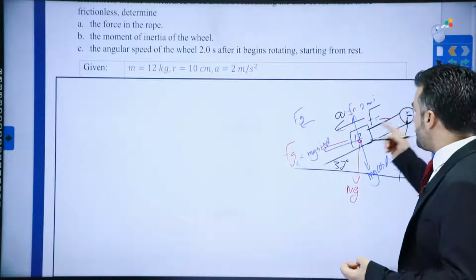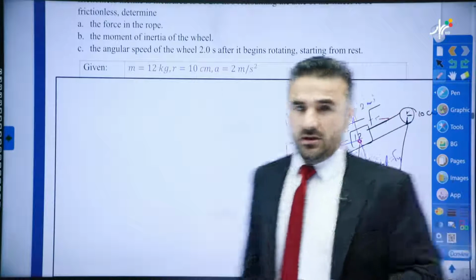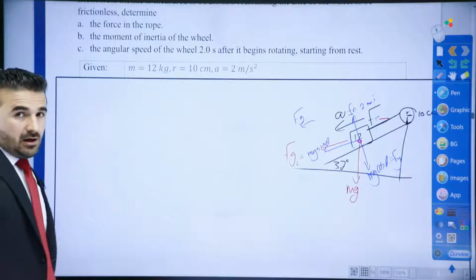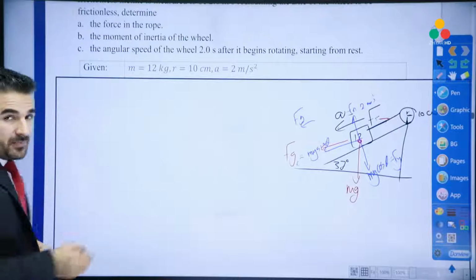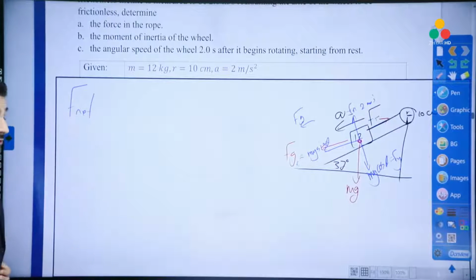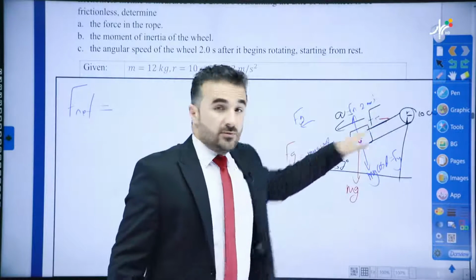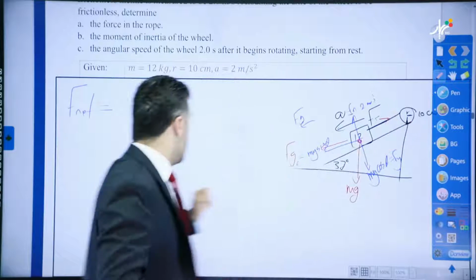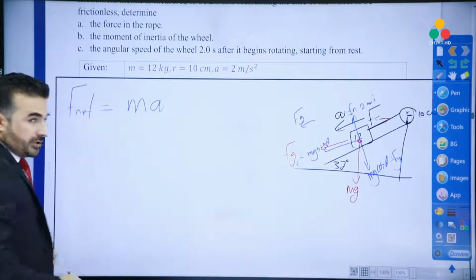The resultant of these two, or you can say the effect of these two, gives this box an acceleration of 2 meters per second squared. Based on Newton's second law of motion, we have F net, for translational motion. Why translational motion? Because the object moves in a straight line. We're not talking about the wheel yet, so keep that in mind. So F net equals mass times acceleration.